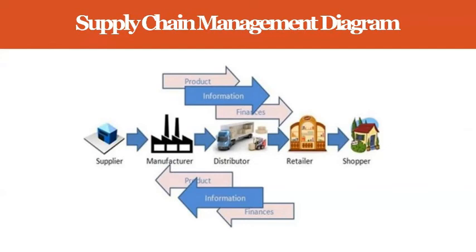So as you can see in the diagram, the origin is from the supplier going to the manufacturer, and then it will distribute through transportation, through shipment, and then through the retailer, and of course going to the consumer, which is the shopper. All of this goes with the product information and finances.